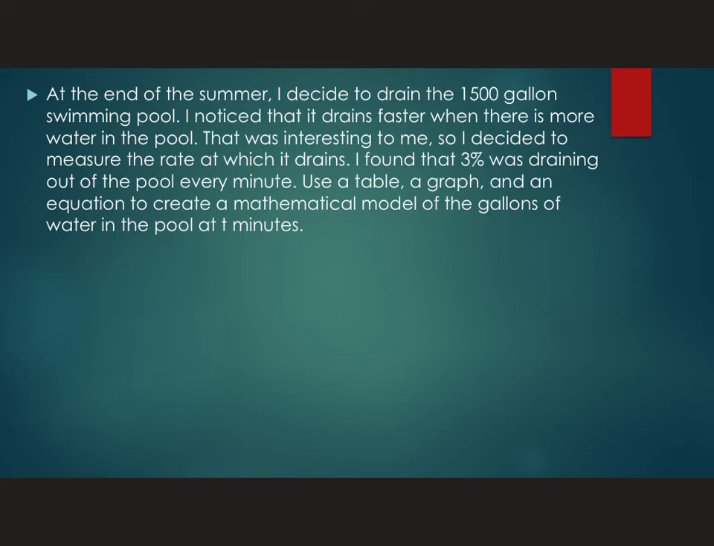And finally, let's look at this last situation. At the end of the summer, I decided to drain the 1,500-gallon swimming pool. I noticed it drains faster when there's more water, which is interesting. So I decided to measure the rate at which it drains. I found that 3% was draining out of the pool every minute. Using a table, a graph, and an equation, create a mathematical model. So let's start with our table again. So this is going to be time, and this can be gallons. So at time 0, it has 1,500 gallons. But then it's losing 3% per minute.